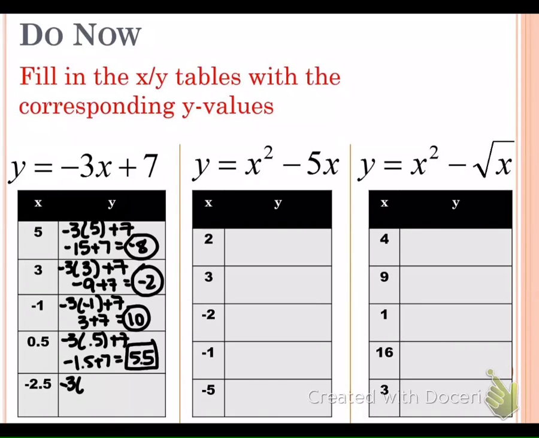Negative 3 times 2.5 plus 7. What's that going to give me? 6. 7.5, right? 14.5. Doing the next value with these, all essentially what we're doing is we're taking a value and plugging it in.